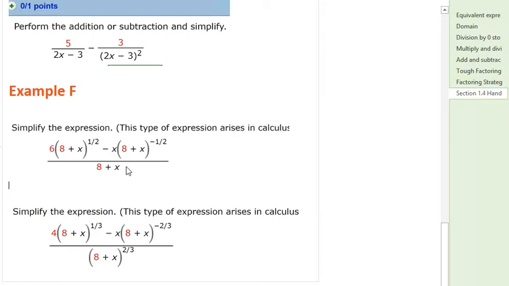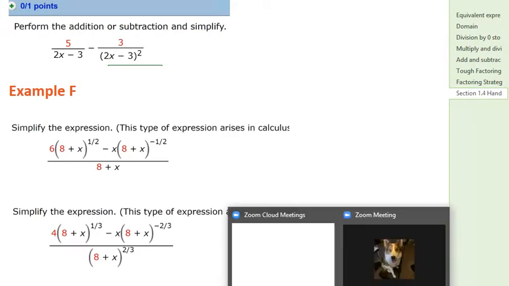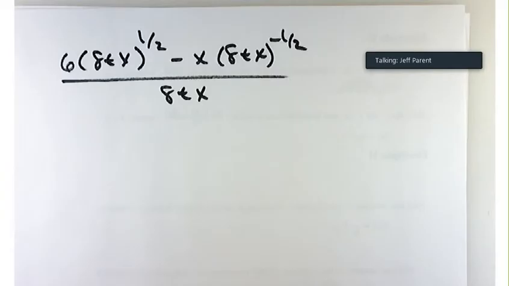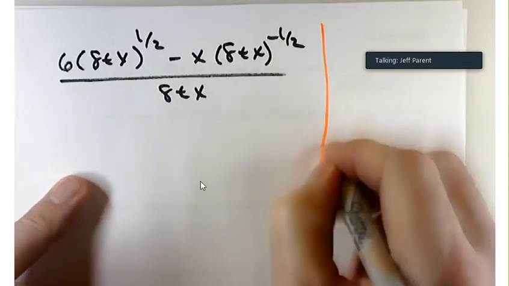All right. So let's do the first one. So let me copy that down. It's going to be 6 times (8 plus x) to the 1/2 minus x times (8 plus x) to the negative 1/2 over 8 plus x. Now I'm going to remind you of a couple things as we do this one. So that's here. Let me just put this off to the side here.